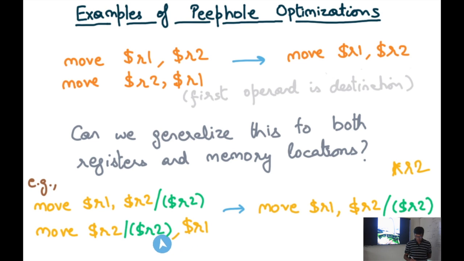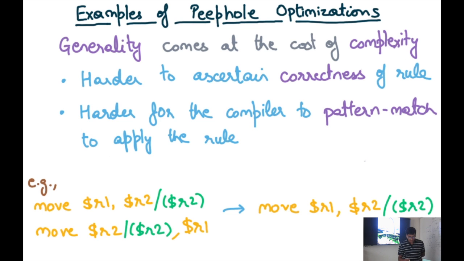The advantages are, of course, that you increase the optimization opportunity. You can now capture more patterns through a single rule. However, generality comes at the cost of more complexity because it becomes harder to ascertain the correctness of a rule. As the rule becomes more and more complicated, it becomes harder to check whether it's correct or not manually. And people have built formal verification tools that check whether peephole optimizations are correct or not, to alleviate this problem at least.